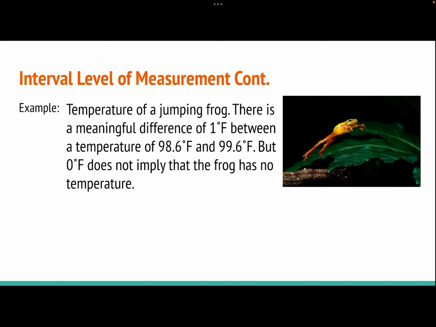Another example of an interval level of measurement is the temperature of a jumping frog. There is a meaningful difference in just 1 degree Fahrenheit. So 98.6 degrees to 99.6 degrees. That is a difference. There is a small interval between those two. But again, there's no 0 degrees Fahrenheit. That does not imply that a frog has no temperature. Okay, so there's no meaningful zero in this example.